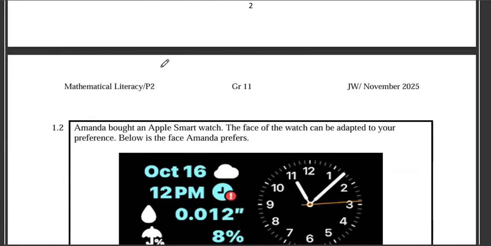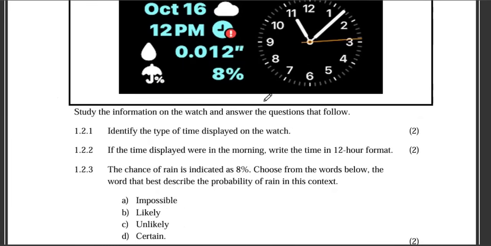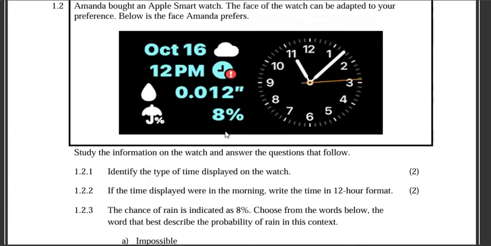Okay, 1.1.2. Amanda bought an Apple smartwatch. The face of the watch can be adapted to your preferences. Below is the face Amanda prefers. Okay, so then identify the type of time displayed on the watch. Here we are. We look at this. So this is what we call the analog. Analog. Or someone else could have said it's a 12-hour system.